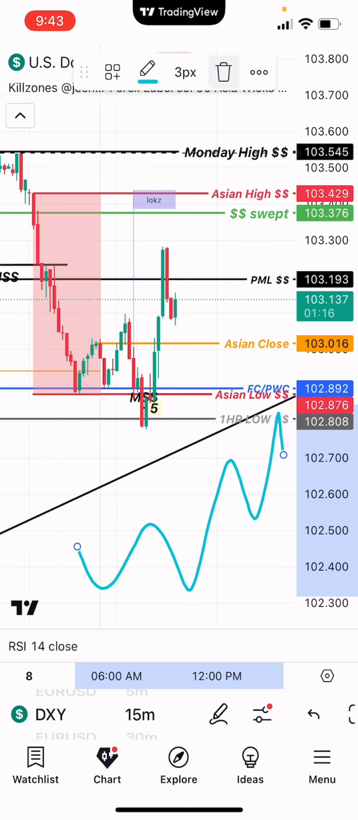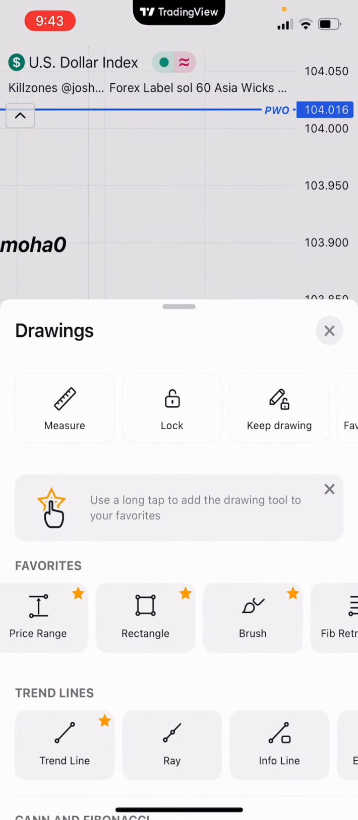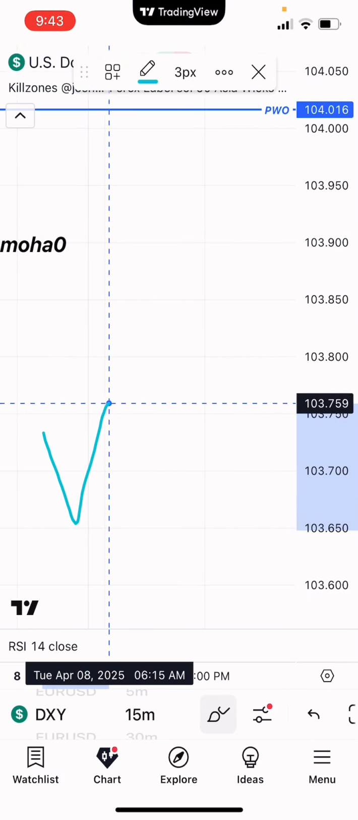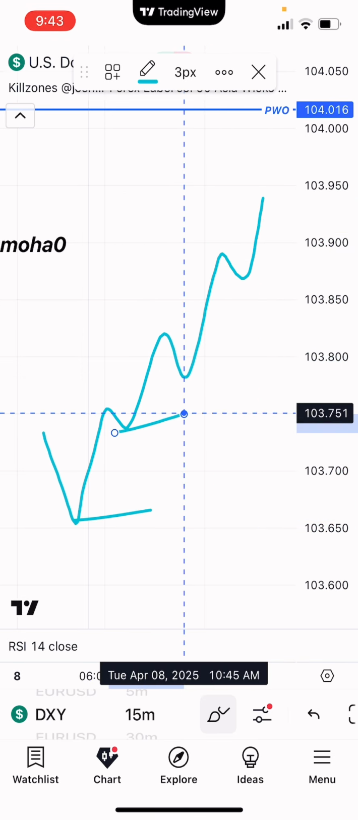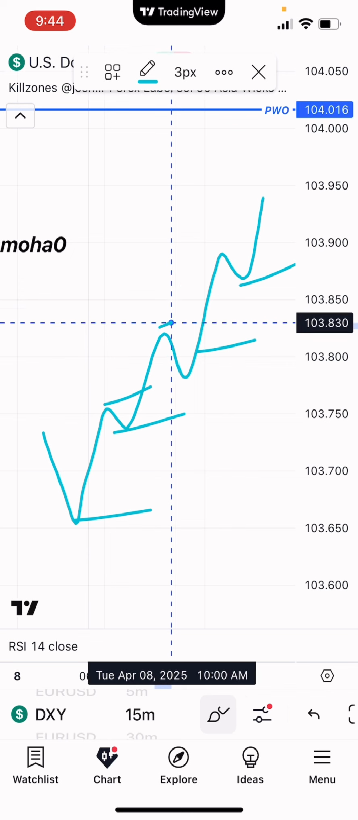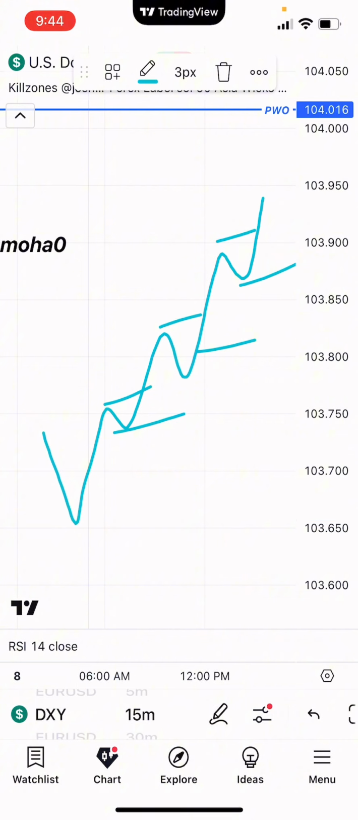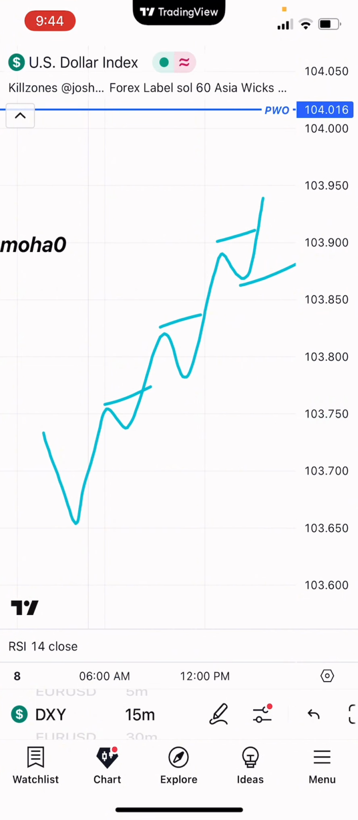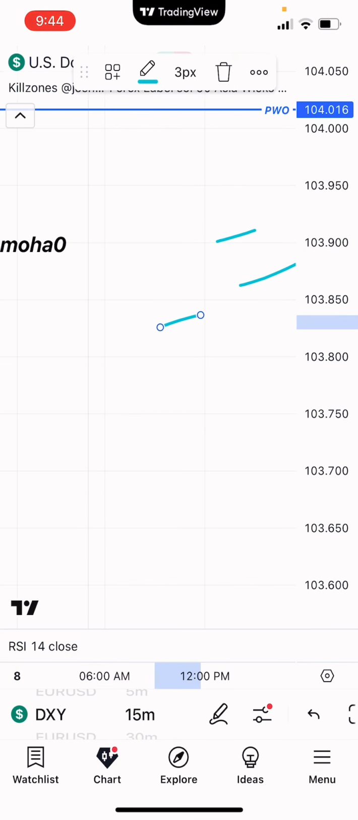Let me show you something. As price is going up, price is taking liquidity. As price is creating an uptrend like this, all these lows are creating liquidity, and all these highs here are liquidity too, which is taken out. There are two types of liquidity: the buy and sell side liquidity, which is the highs and lows, and then the fair value gaps.